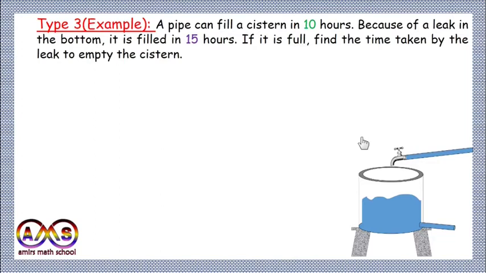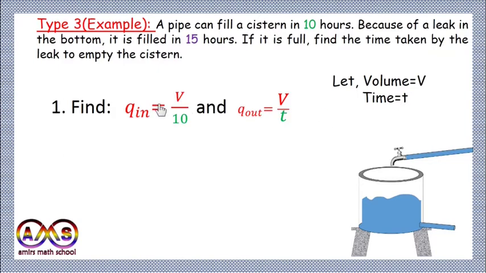Let's solve one problem related to this type. A pipe can fill a cistern in 10 hours. Because of a leak in the bottom, it filled in 15 hours. If it is full, find the time taken by the leak to empty the cistern. So let the volume be V. The required time for the leak to empty the cistern is T. Step number 1.